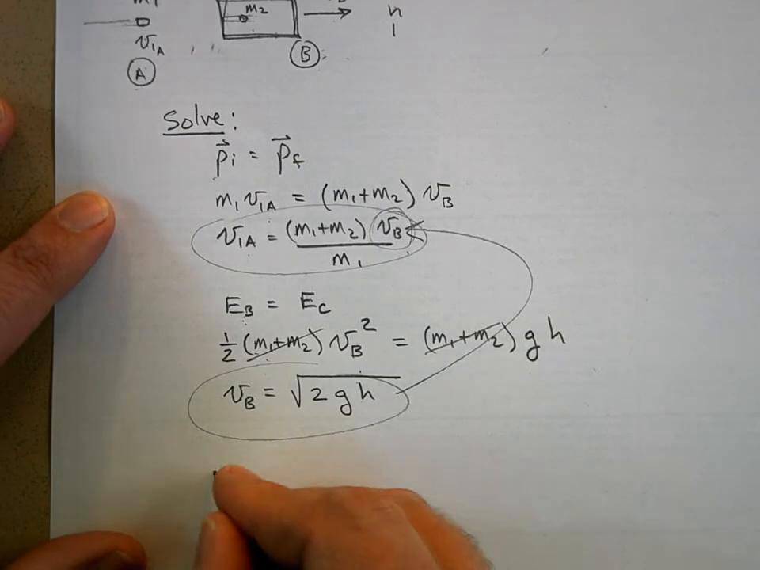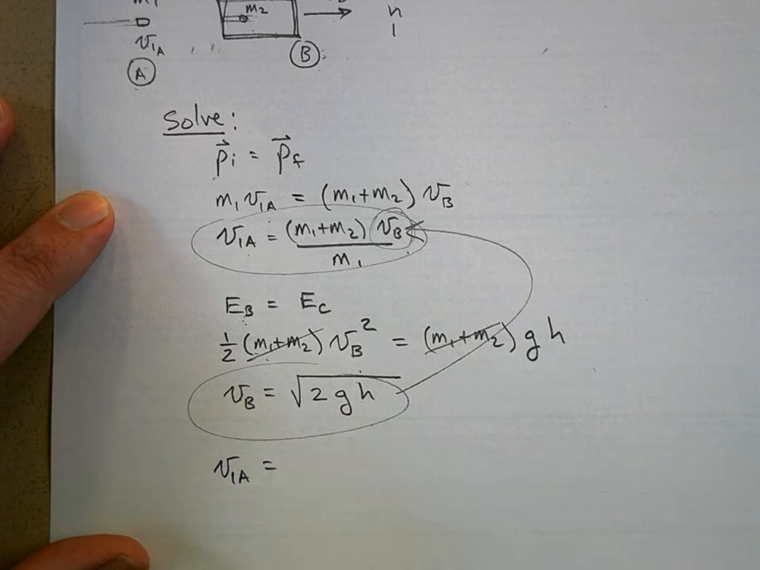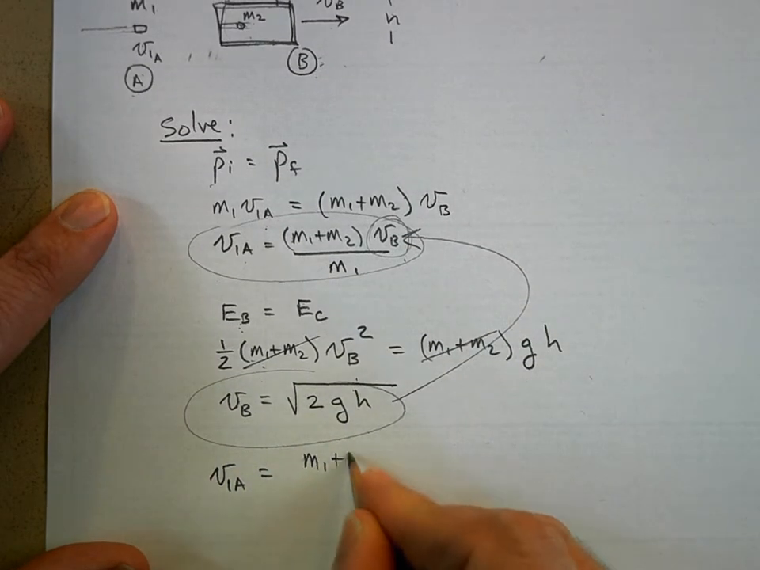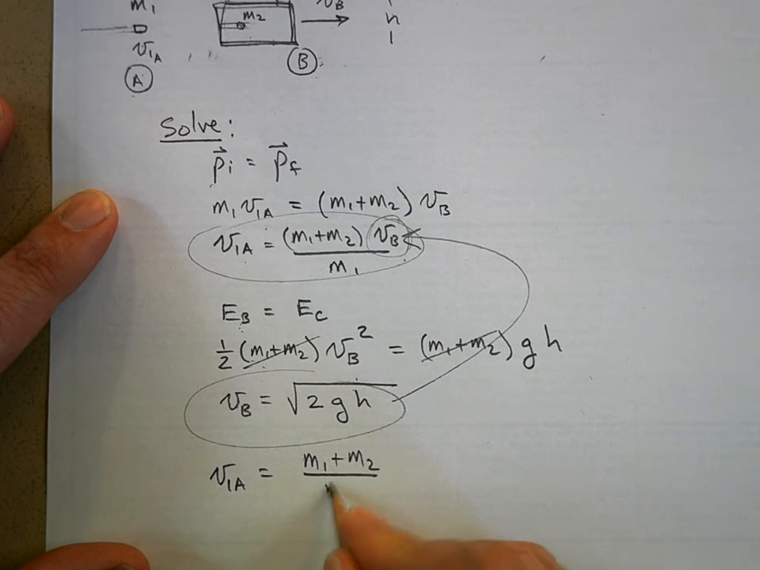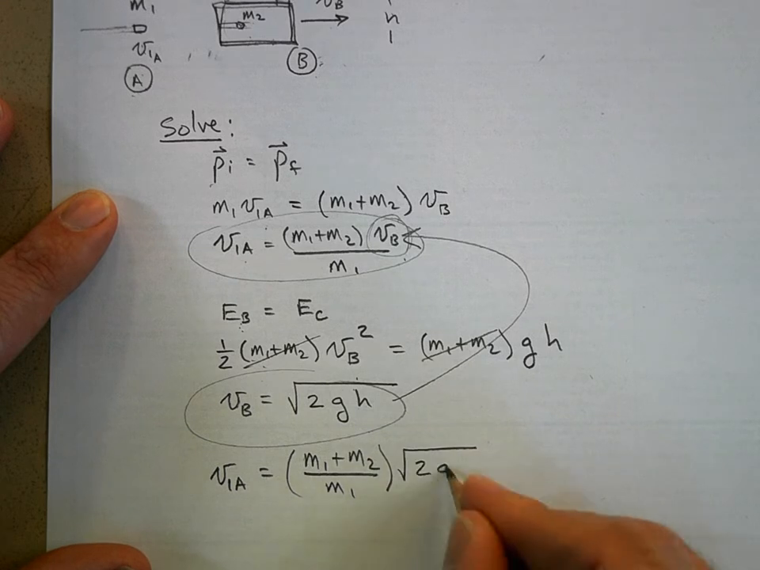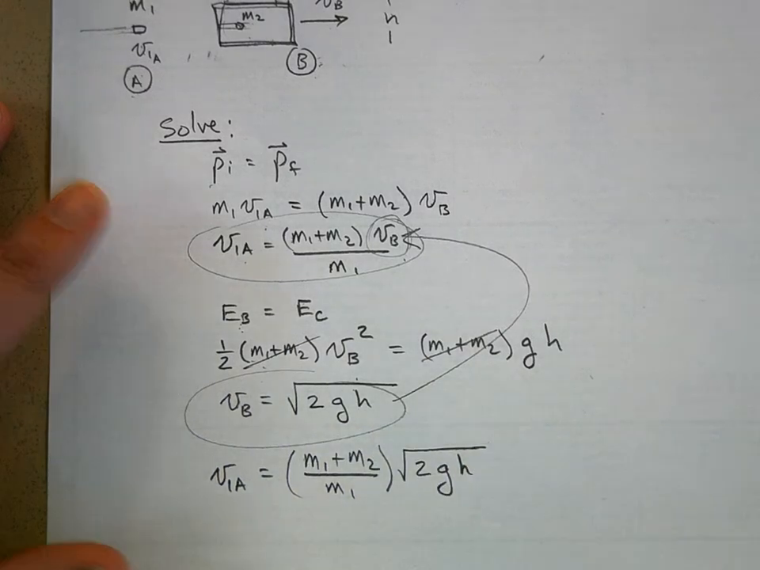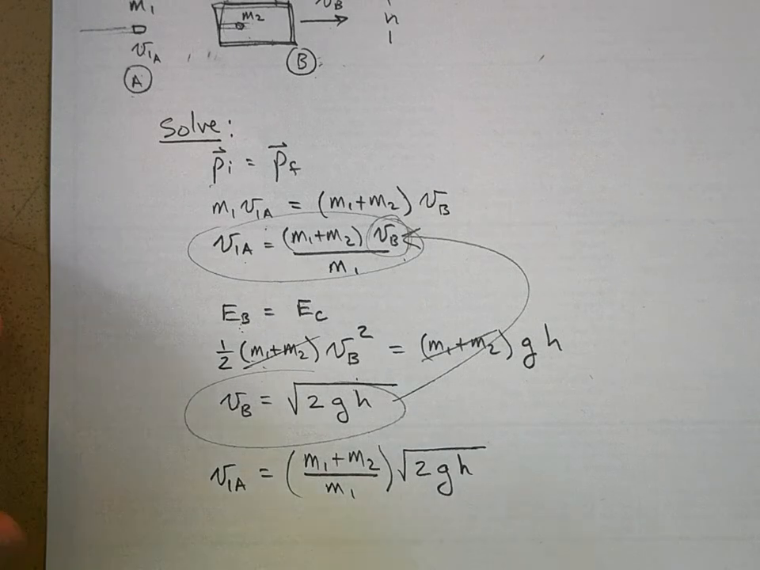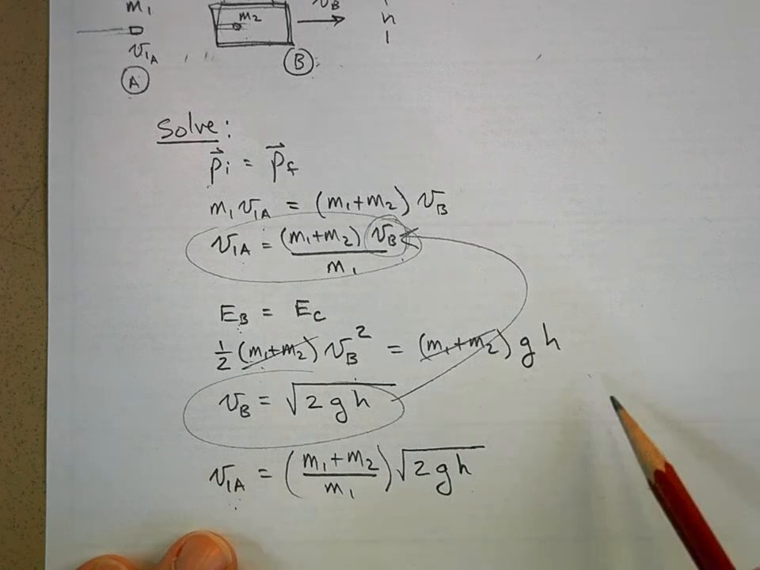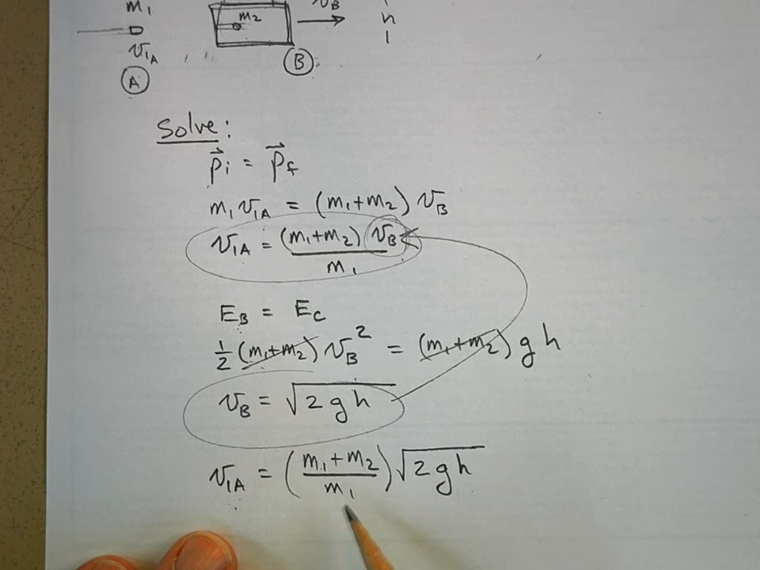So the velocity is equal to M1 plus M2 divided by M1 times the square root of 2gh. And that's what I wanted. I wanted an expression for the velocity of the bullet in terms of the height that it actually goes. Of course, you'll have to know the mass of the bullet and the mass of the block, and you're on Earth, so you better use the 9.8 meters per second squared.